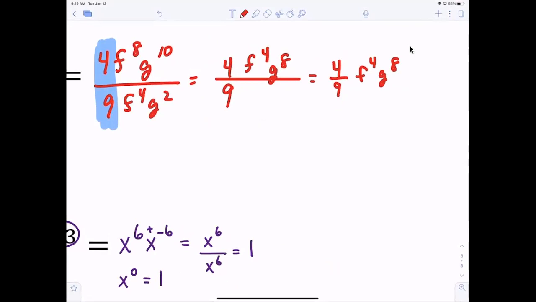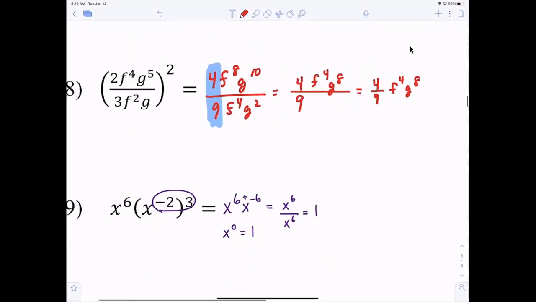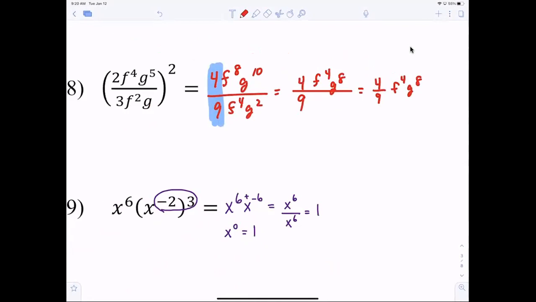Anybody else with a question? Yes, ma'am. From the original problem, wow, I missed you. I didn't see you. I'm sorry. How did I get to this? Yeah. I squared each term. 2 squared is 4, and then power to power we multiply. You with me? Anybody have any questions with that?